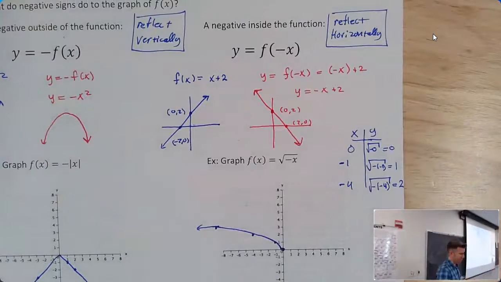Okay, so reflections, that's kind of how they work. You have a negative outside, it reflects it vertically. You have a negative inside, it reflects it horizontally.